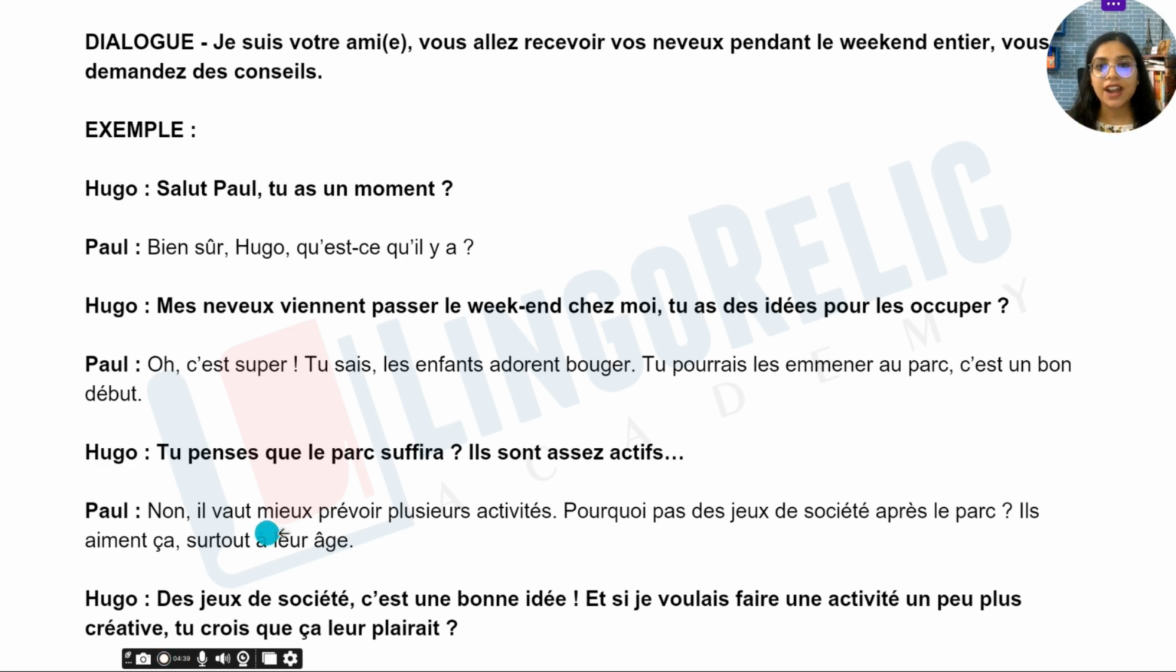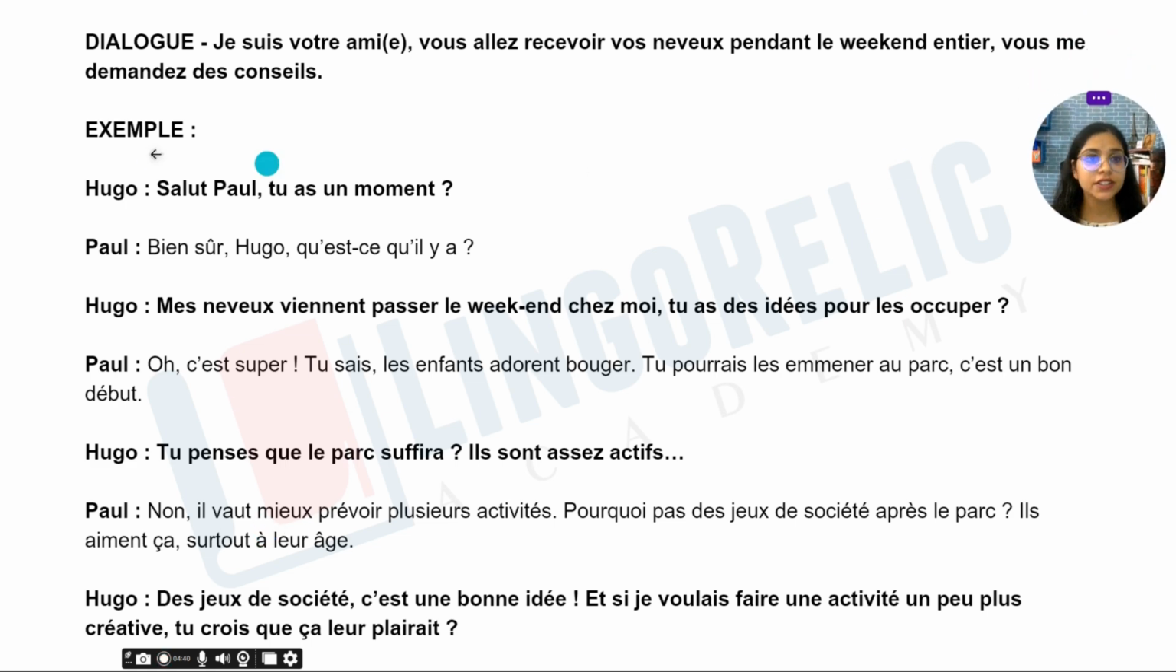So let's see here. I have a sample of dialogue for you. Here's the situation. I'm going to read this entire thing in French, obviously. We'll see. This is a dialogue between Hugo and Paul. So here's the situation. Je suis votre ami. Vous allez recevoir vos neveux pendant le week-end entier. Vous me demandez des conseils. Let's go read the example.